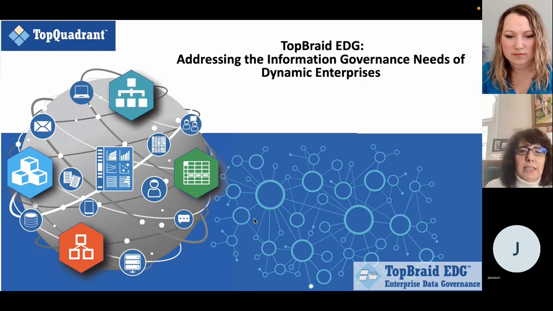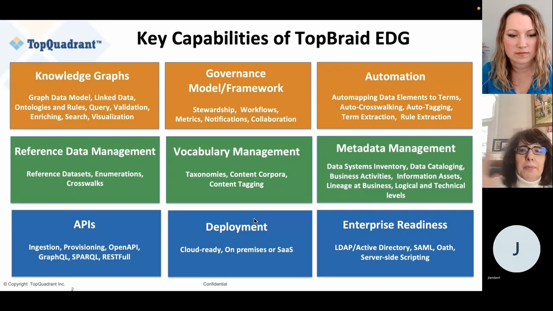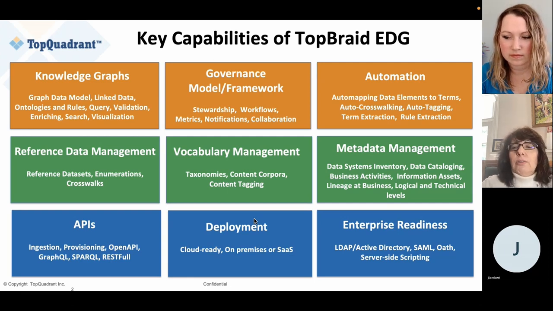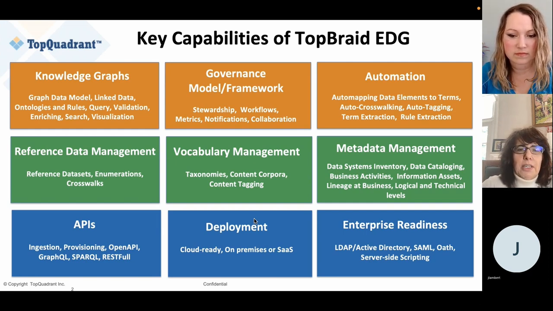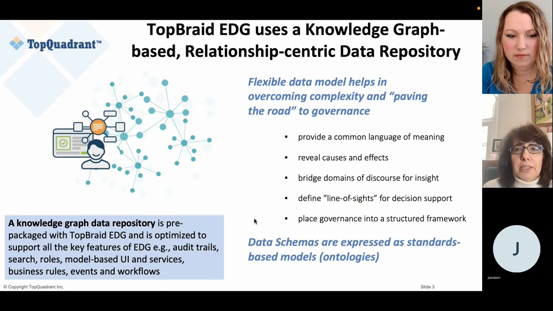I am actually co-founder of TopQuadrant, and I do product evangelism at TopQuadrant. TopBraid Edge stands for Enterprise Data Governance. And here is kind of a bird's eye view of different capabilities of TopBraid Edge. The packages can be used individually or they could be combined. Everything is based on knowledge graphs. So our repository is a knowledge graph repository. And from that comes a lot of power, being model driven, being based on ontologies or quote unquote semantic models. So we have a built-in knowledge graph repository that's actually optimized to support all these key features that we have.